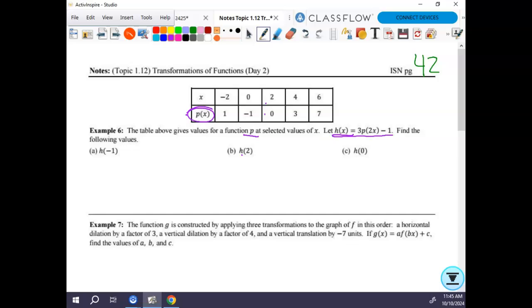So if I want h of -1, all I have to do is substitute it in. And this is very important. The first step is zero work. You just substitute it in and stop. So when I want h of -1, I'm going to substitute it into h of x over there. So this gives me 3 times p of 2 times -1 minus 1.